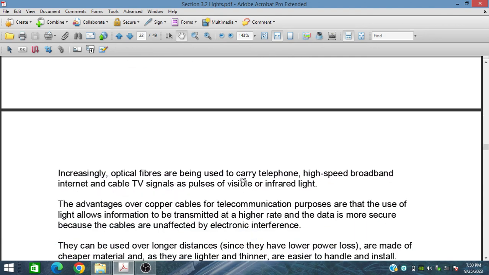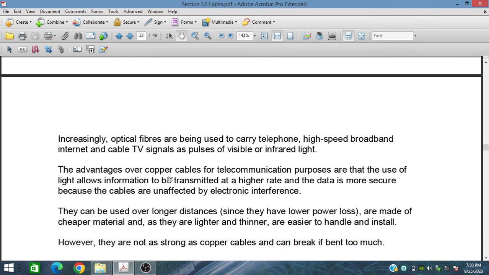Increasingly, optical fibers are being used to carry telephone, high-speed broadband internet, and cable TV signals as pulses of visible or infrared light. The advantage over copper cables for telecommunication purposes is that the use of light allows information to be transmitted at a higher rate. So the data transfer rate will be much higher if we use optical fibers instead of copper cables. And the data is more secure because the cables are unaffected by electronic interference. So in the case of light, it is unaffected by electronic interference.